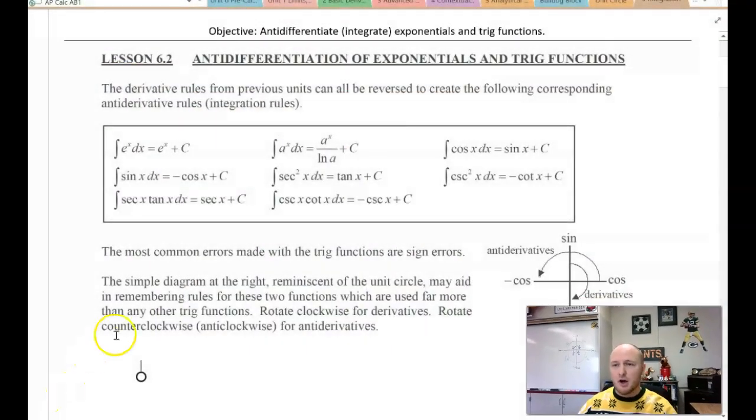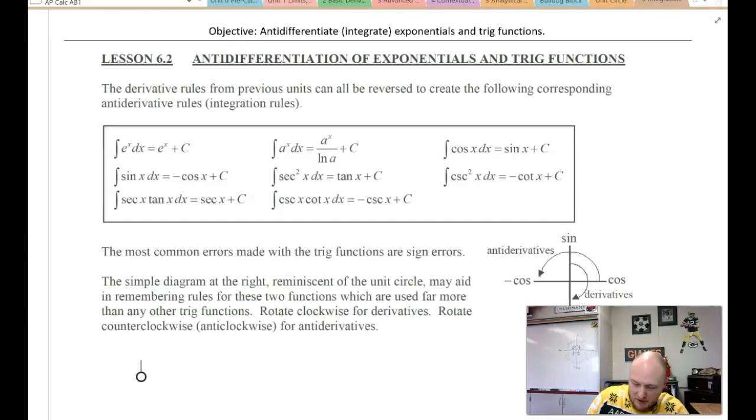Hi there, welcome to this video 6-2. This is anti-differentiating or integrating exponentials and trig functions. Our objective for this is to be able to anti-differentiate or integrate exponential functions as well as trig functions.